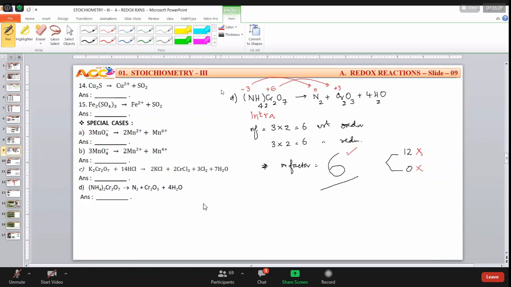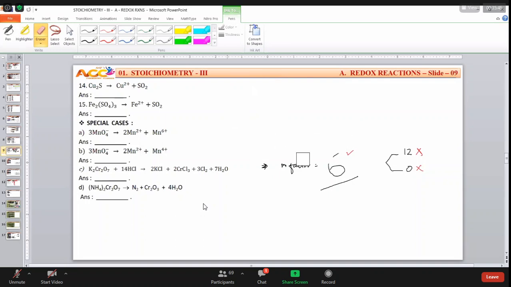Fine. If you are sincerely attending the classes and keeping a rapport with the previous classes, then you may be able to understand that we are trying to calculate the N factor. We have done it in case of multiple oxidation, multiple reduction, redox reactions, intermolecular and intramolecular also, right? One thing is still left out: how to find out N factor in case of disproportionation reaction.